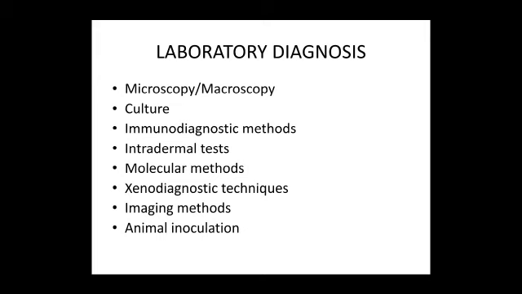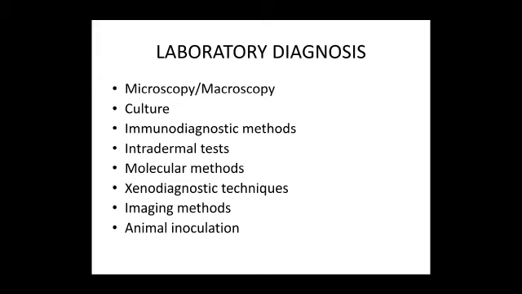Sometimes culture can be done. For example, RPMI 1640 is a medium which is used for cultivation of malarial parasites. You can use NNN medium for cultivation of Leishmania. Then you can have immunodiagnostic methods where the antigen and antibody of the parasites can be detected. Molecular methods can be used, for example, if you are having Entamoeba histolytica, to differentiate between Entamoeba histolytica cyst and the Entamoeba dispar cyst, which is just a commensal, you may have to do a molecular method.